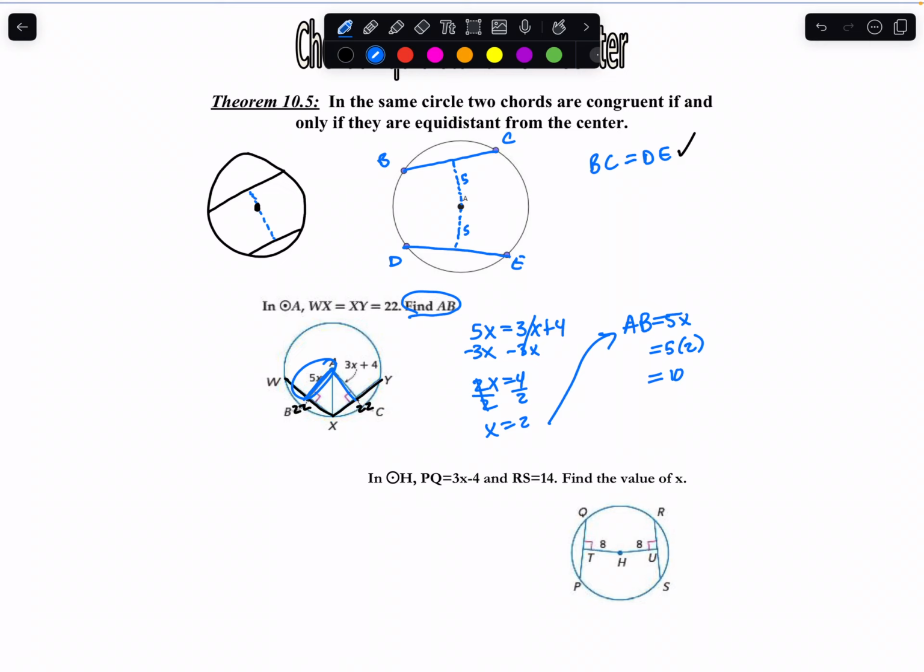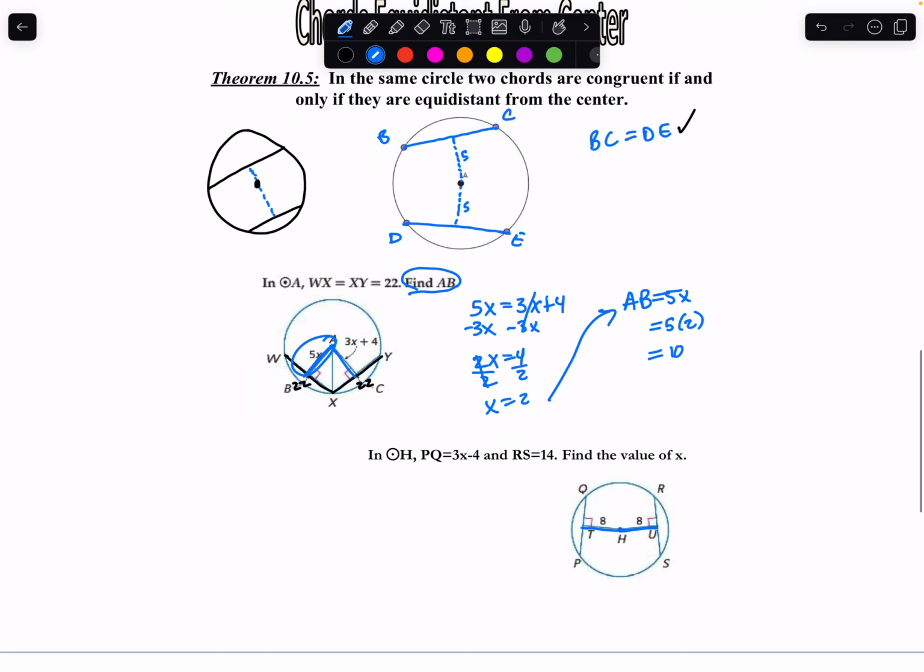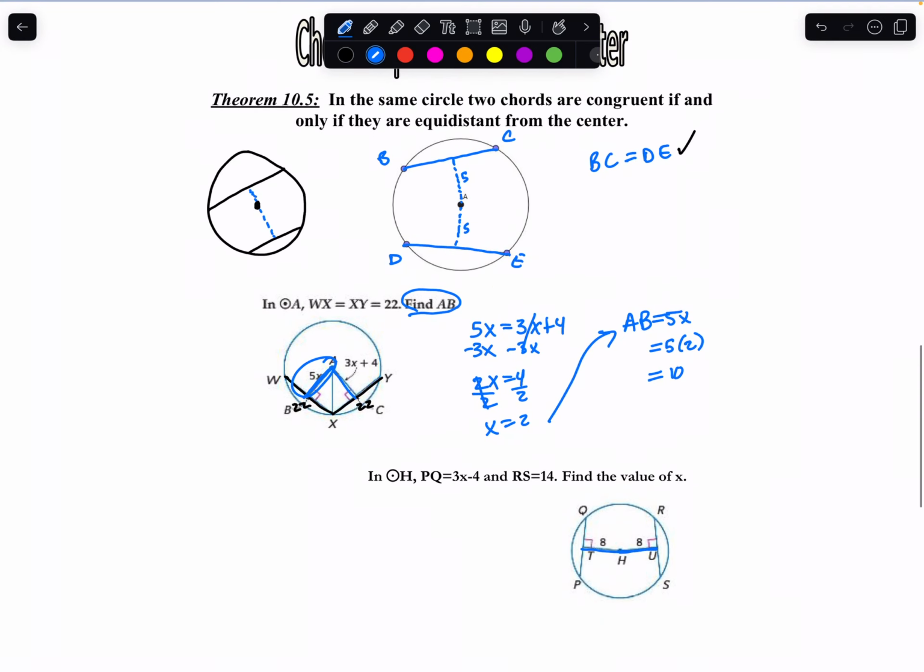Let's check out this next example. From this picture, I can see that they're both the same distance from the center. They're both 8 units away from the center, which means that these two segments, QP and RS, are going to be the same length.